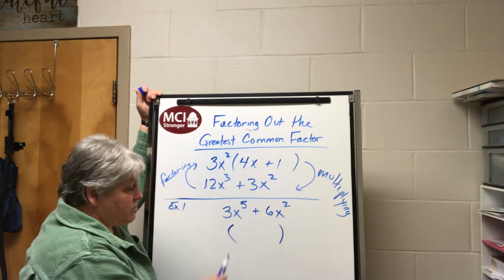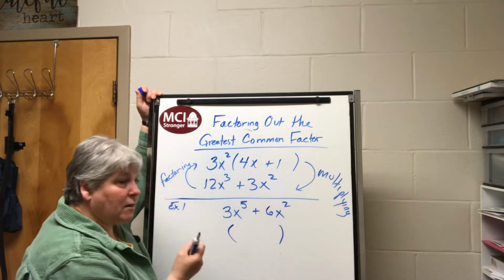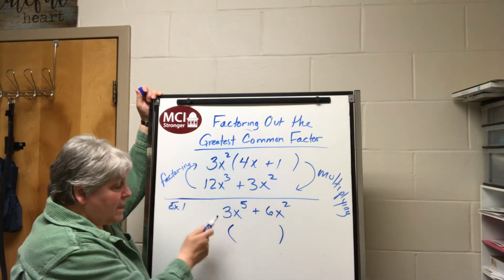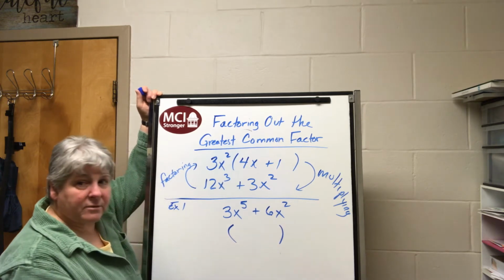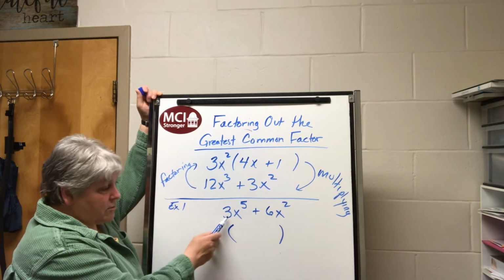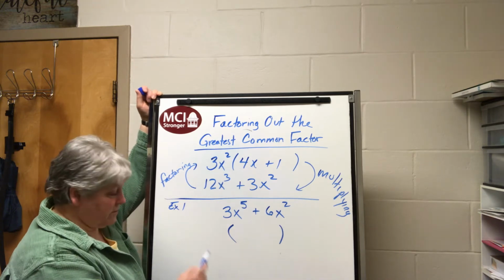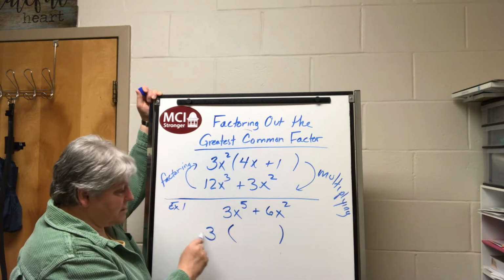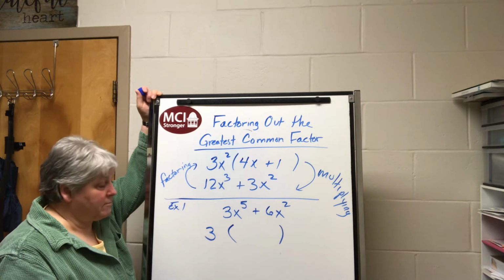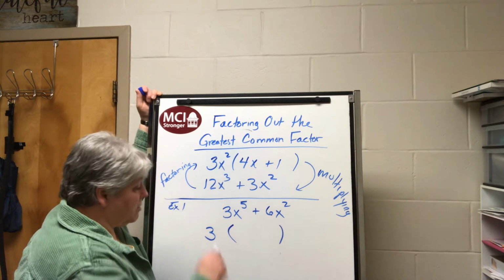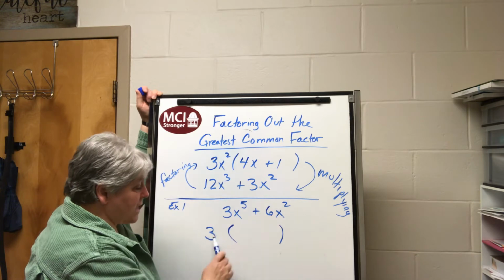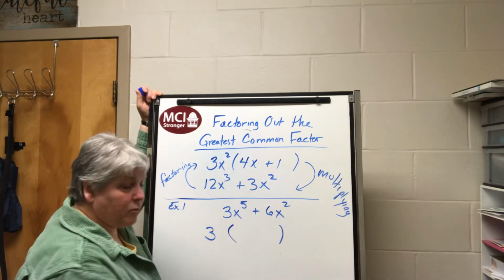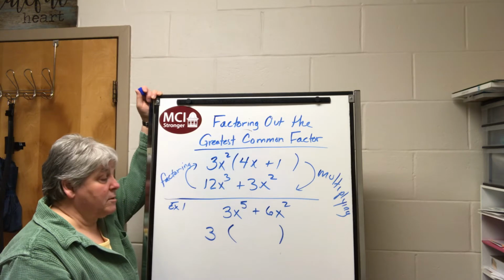So what you want to ask yourself is, what is the largest number that goes evenly into 3 and evenly also into 6? And 3 goes into 3 and 3 goes into 6 evenly. So guess what? They had a 3 out in front. Also, they multiplied some x's through too, because I noticed these have x's. Both of these terms have x's in them.